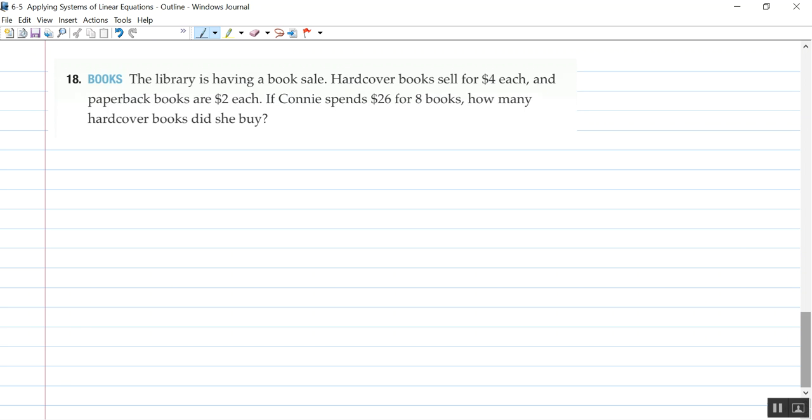So of course the first thing I'm going to do is define my variables. I need to know how many hardcover books she bought, so the number of hardcover books. But I probably also need to define a variable for the number of paperback books, even though it's not asking me that specifically. I can choose whatever variables I want. I'm going to use H and P. So let H equal the number of hardcover books, and that's what I have to find. And then let P equal the number of paperback books.